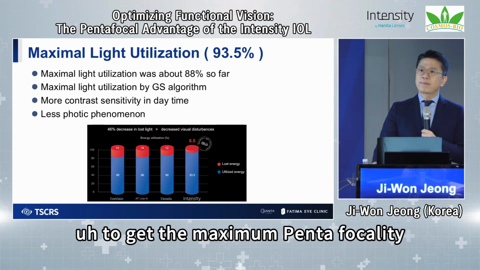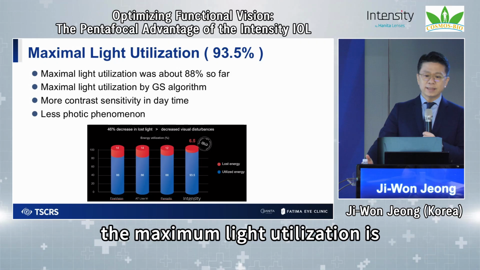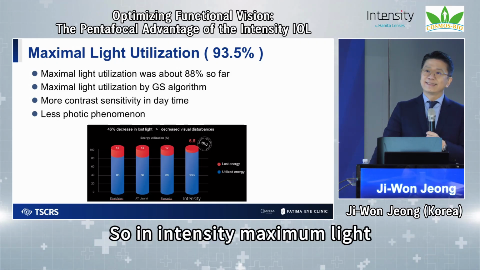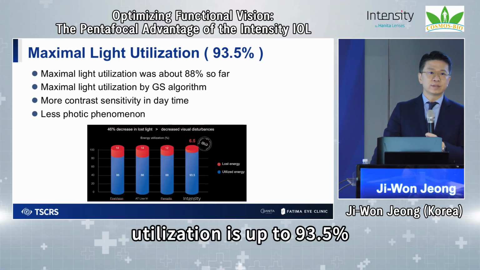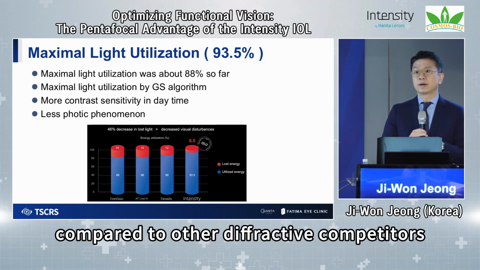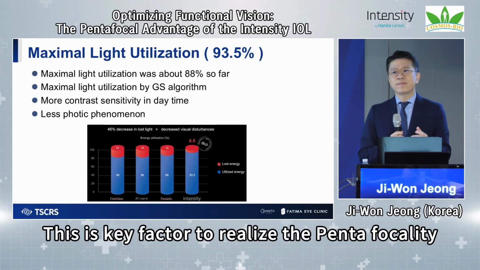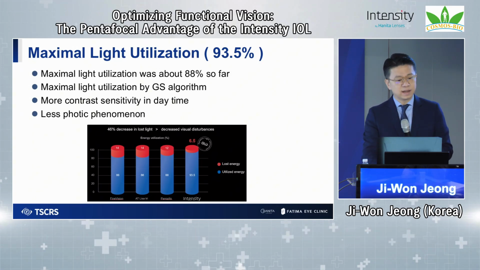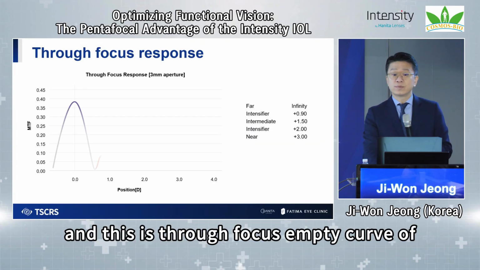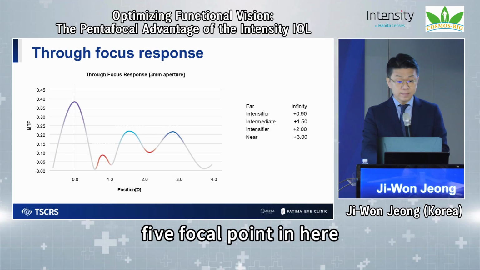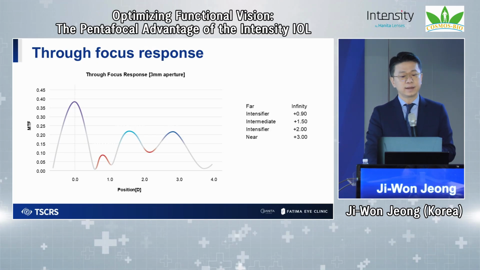To get the maximal pentafocality, maximal light utilization is inevitable. So in Intensity, maximal light utilization is up to 93.5%, compared to other diffractive IOL competitors at 80%. This is the key factor to realize the pentafocality of the Intensity IOL. And this is the through-focus MTF curve of the Intensity. So you can see the 5 focal points here.